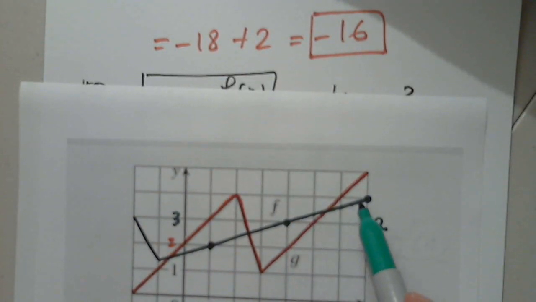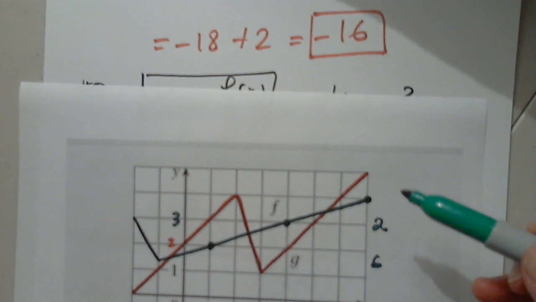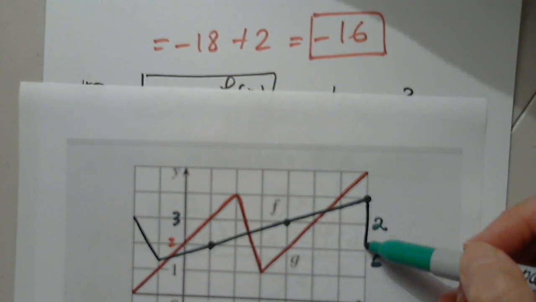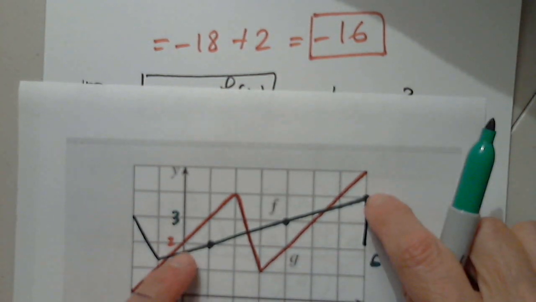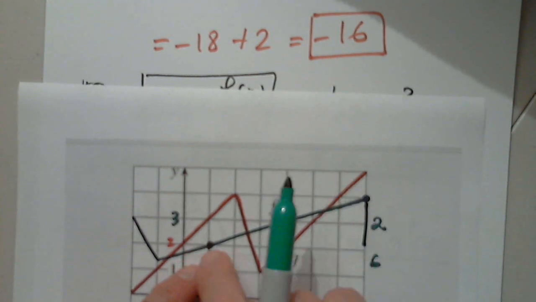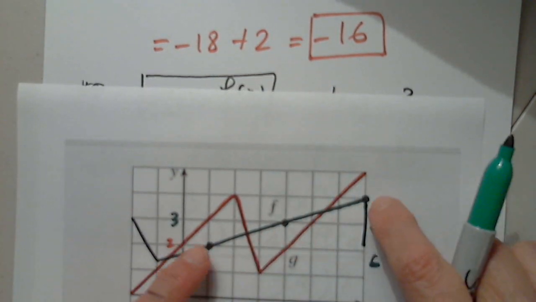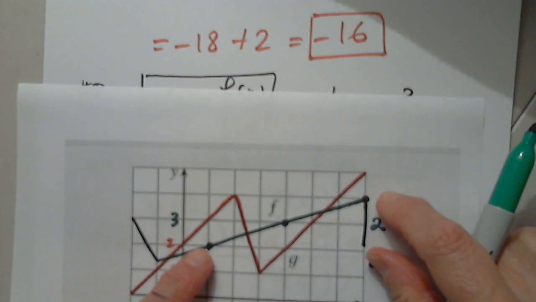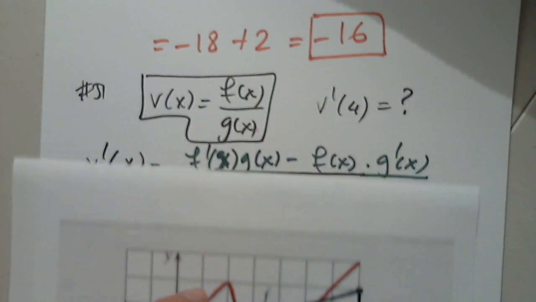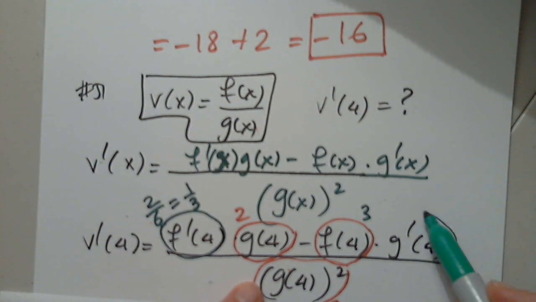f prime of 4 is the slope of this line. Rise 2, run 6. I used 2 points that were very easy to read because the function was passing through the corners of the grid. Very easy to read, 2 over 6. The only one that I'm missing is g prime of 4.